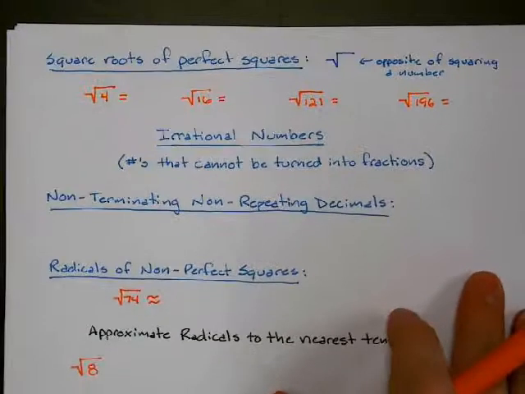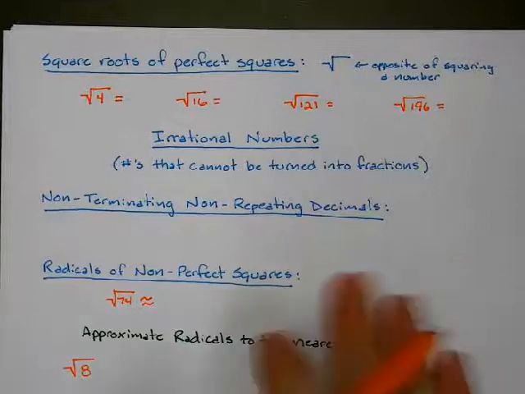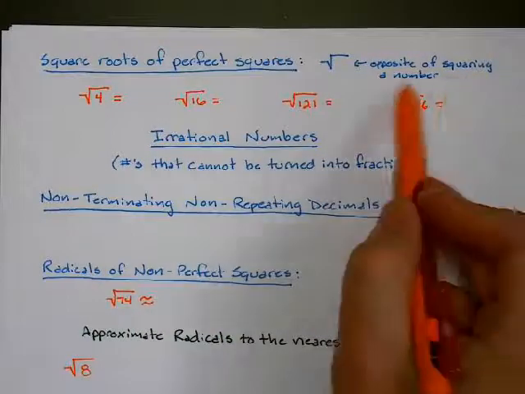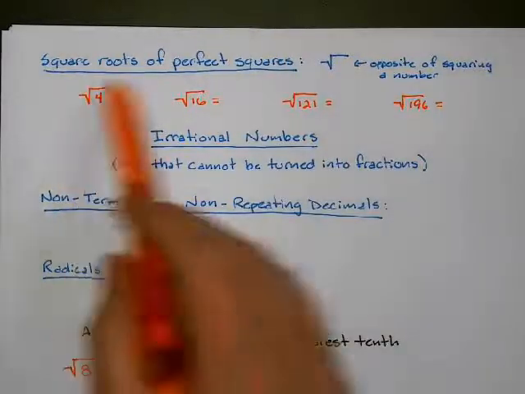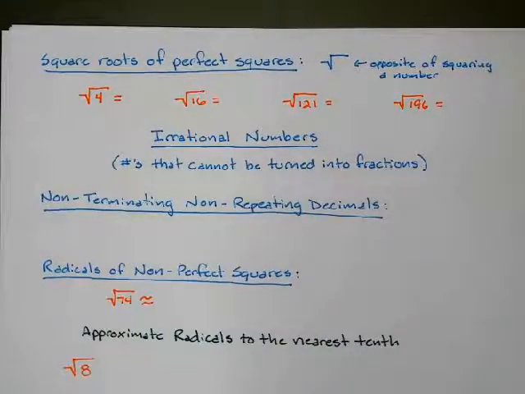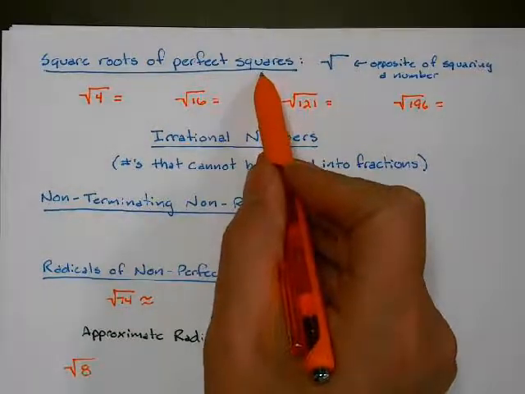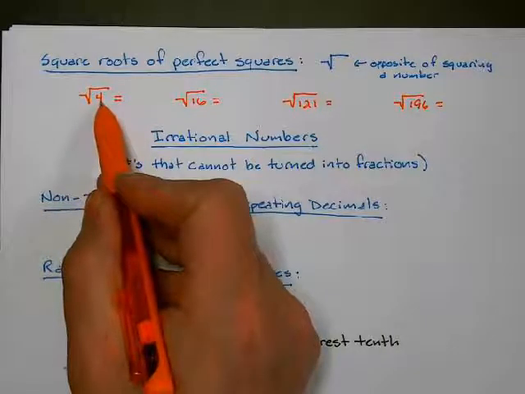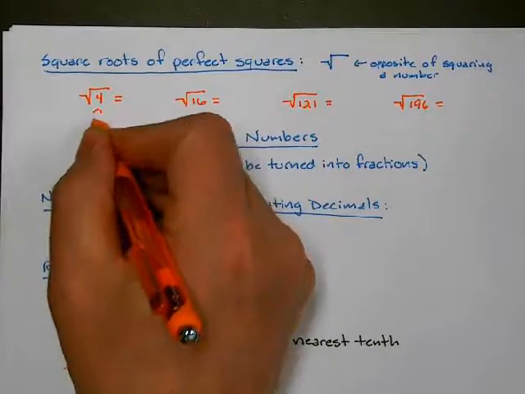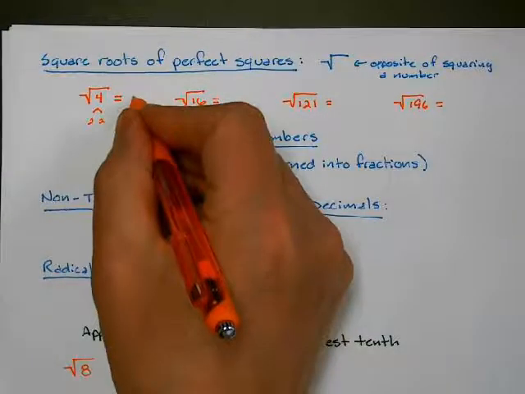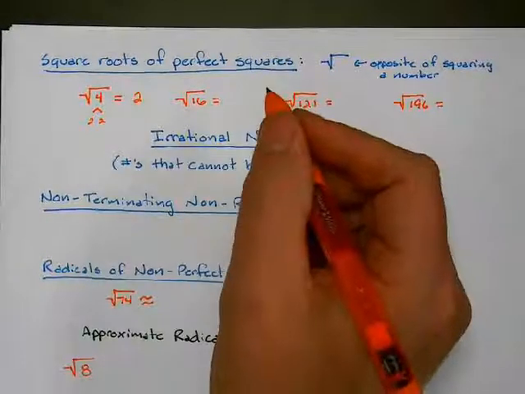Square roots of perfect squares. All right, so we've talked about before, a square root is the opposite of squaring a number. Now, square roots of perfect squares are rational numbers because we can turn them into fractions. So perfect squares means this is a number multiplied by itself. So 4 is a number multiplied by itself. This is 2 times 2. So the square root of 4 is 2. And I can turn that into a fraction by just making that 2 over 1 because it's an integer.